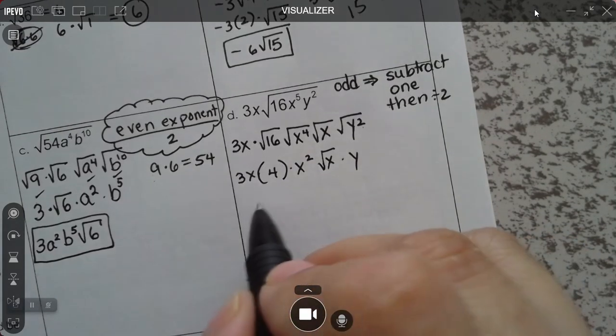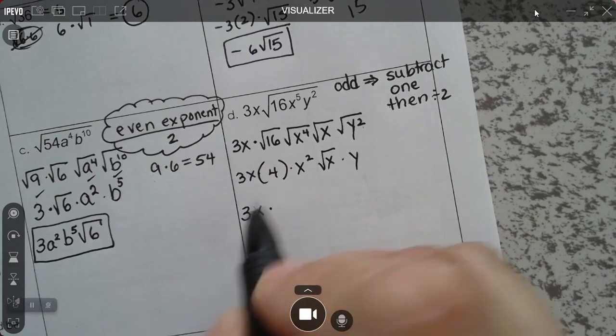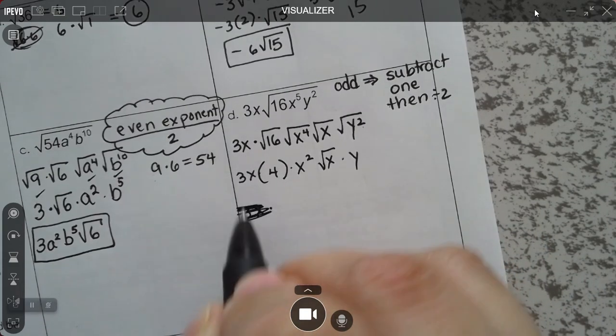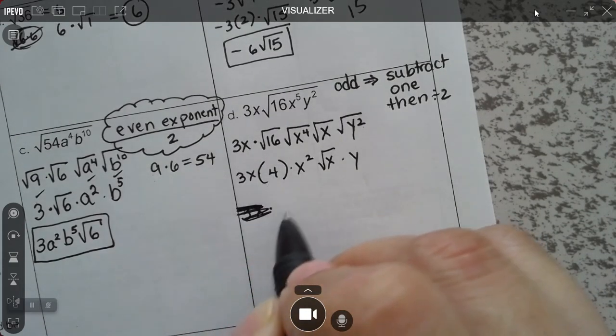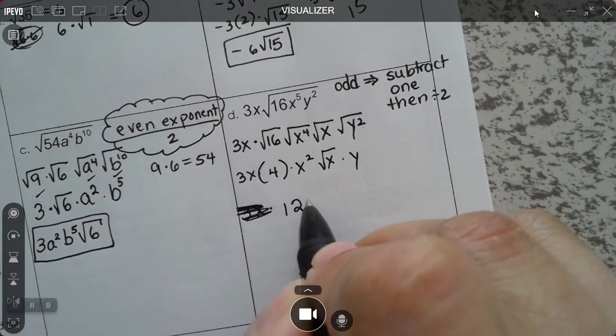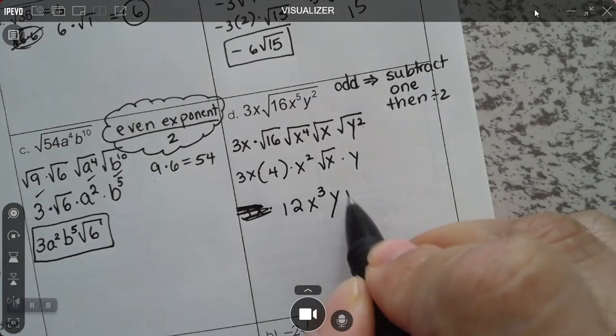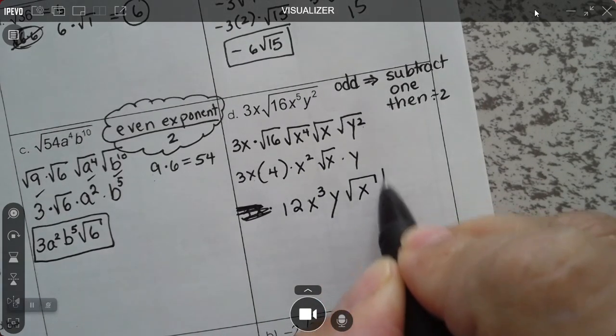Lord, Lord, Lord. So you have 3x. Oh, sorry, my bad. What's 3 times 4? What's x times x squared? Then we have the y, and then the square root of x.